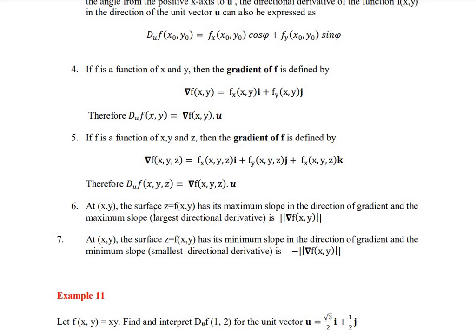Next, at x y, the surface z equal to f of x y has the maximum slope in the direction of the gradient, and the maximum slope, that is the largest directional derivative, is the norm of del f of x y. Similarly, the surface has minimum slope in the direction opposite to the gradient, and the minimum slope, that is the smallest directional derivative, is the negative of the norm of del f of x y.